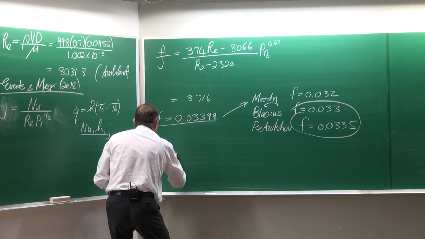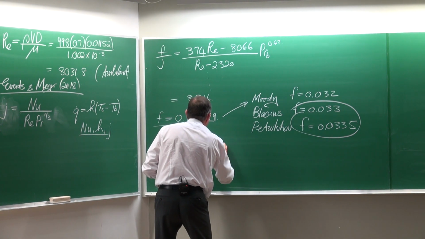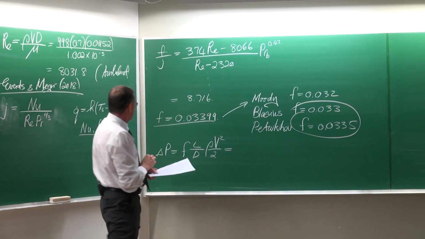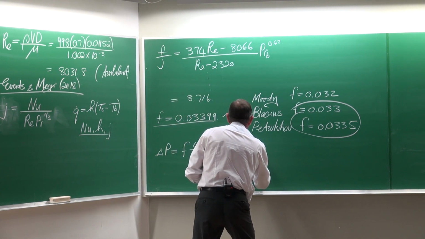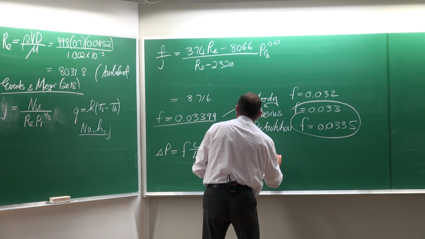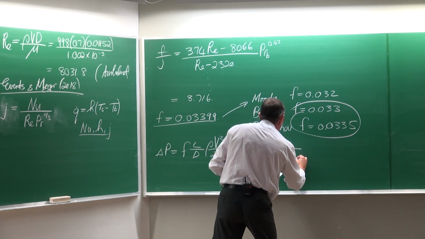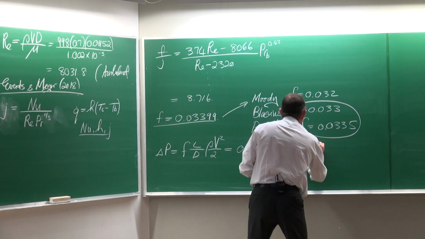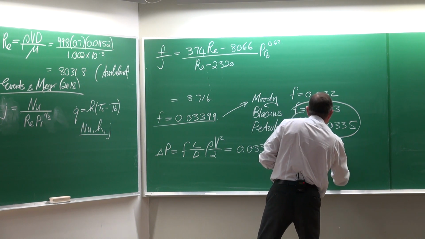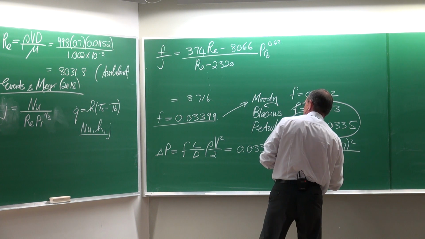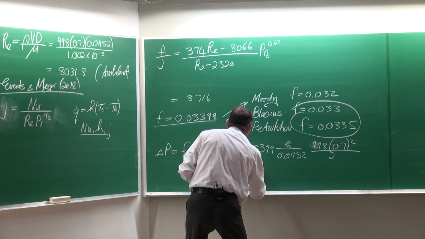And then you can determine the pressure drop, which is equal to F multiplied by L over D, multiplied by rho V squared divided by 2. The friction factor is equal to 0.03399. The length of the tube is 8 meters divided by the diameter 0.01152, multiplied by the density, which is 998, multiplied by the velocity, 0.7 squared, divided by 2. And the result is a pressure drop of 57.71 pascals.